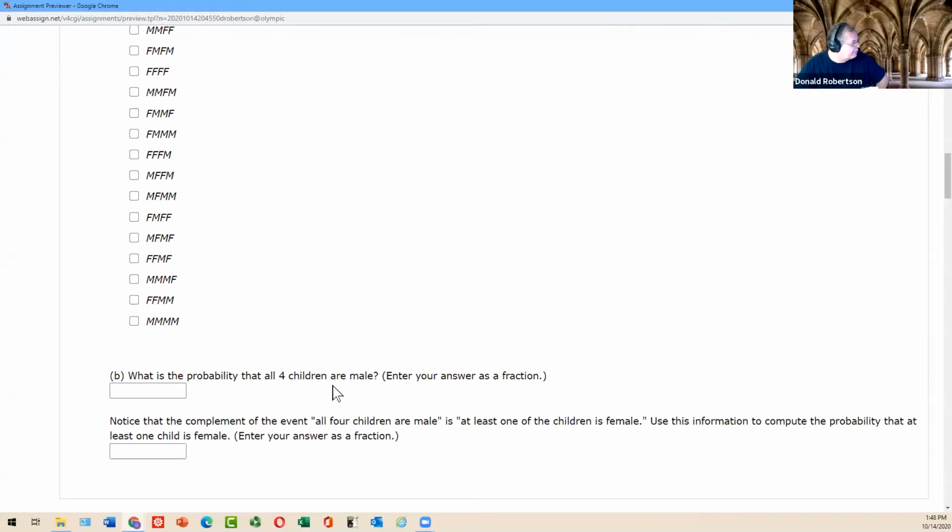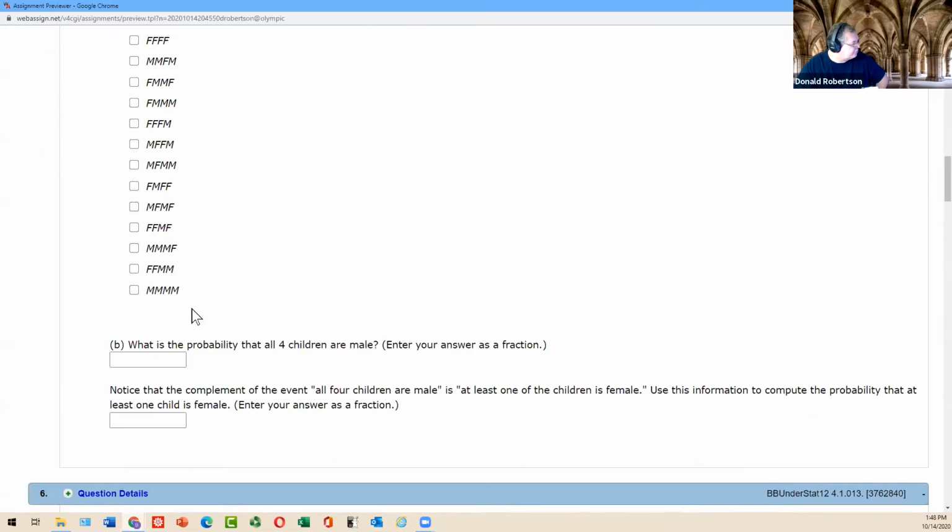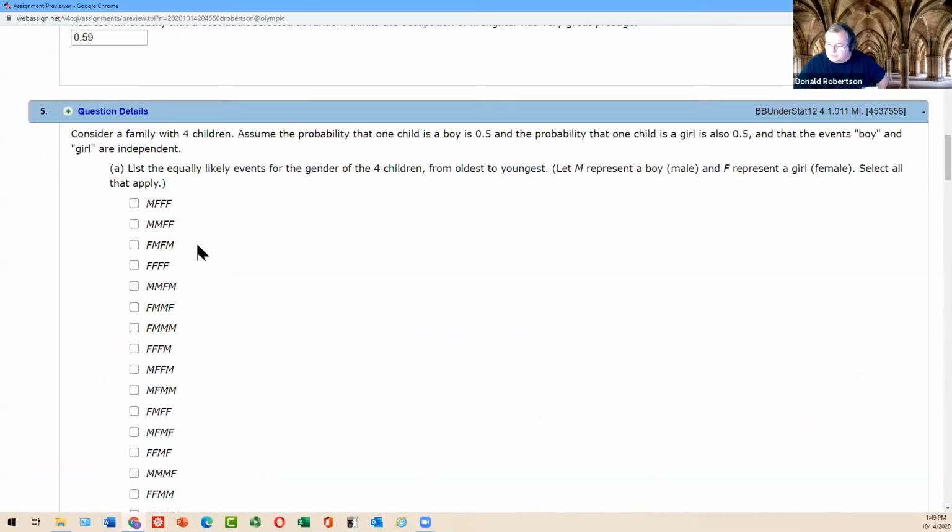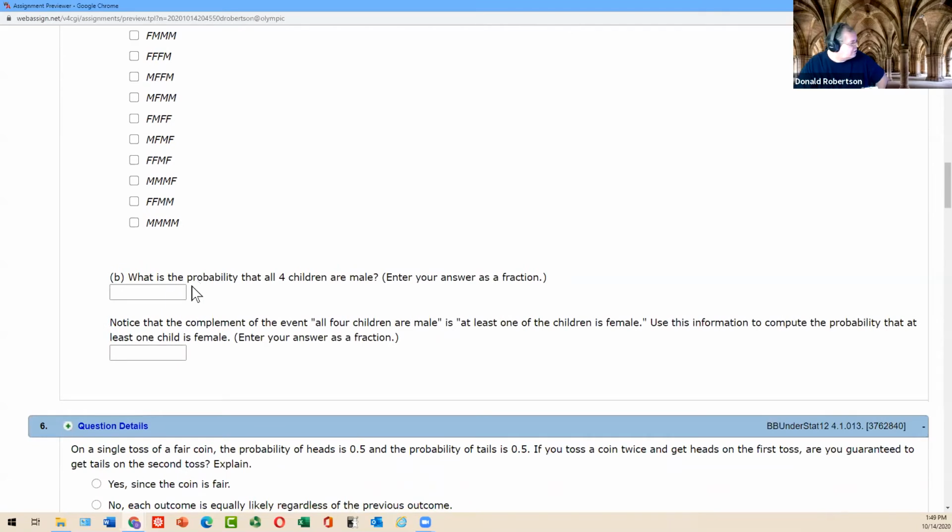Now, what's the probability that 4 children are male? Well, if you count through this, can you trust me that there are 16 choices? So what's the probability that all 4 are male? Well, won't that be 1 divided by 16? And then you figure out what that is as a decimal.